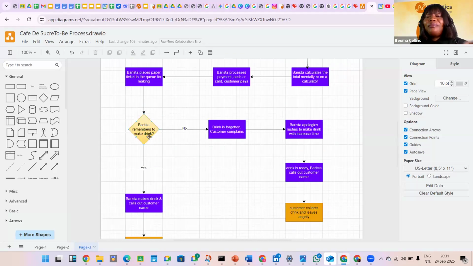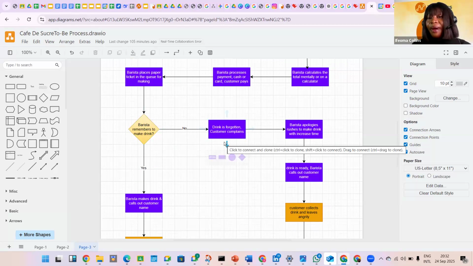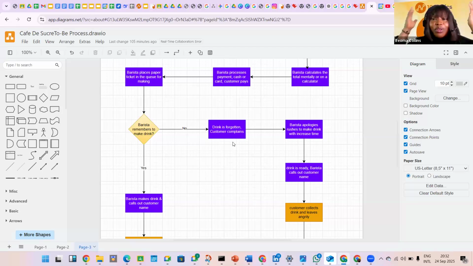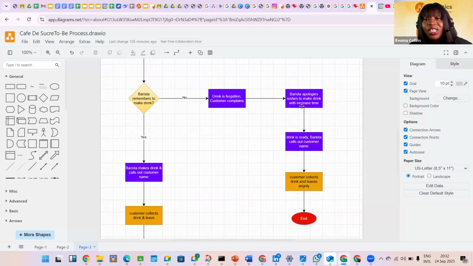Now, if the barista forgets to make the drink, the drink is forgotten. The customer checks the time, and it is over 15 minutes, so they go to the barista and inquire for their drink. The barista apologizes because of too much work: oh my God, I forgot to make your coffee, I'm sorry, give me some time. And the barista rushes to make the drink.